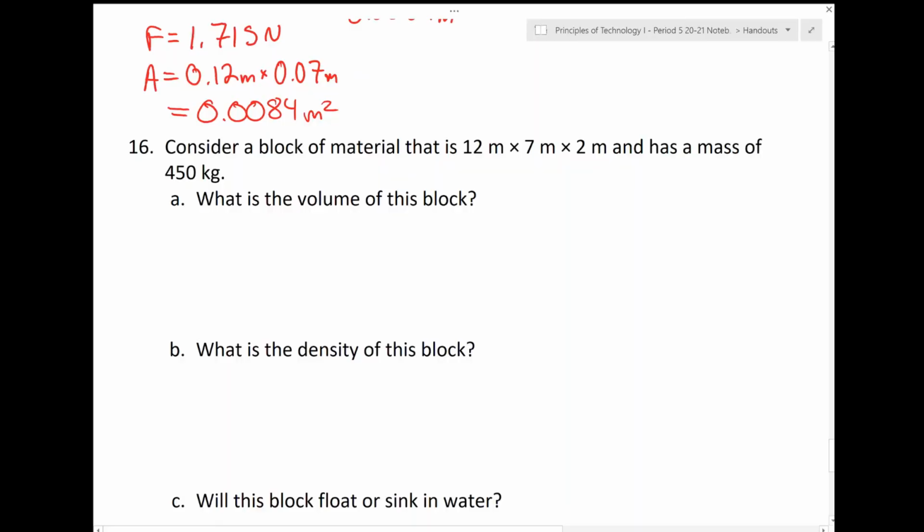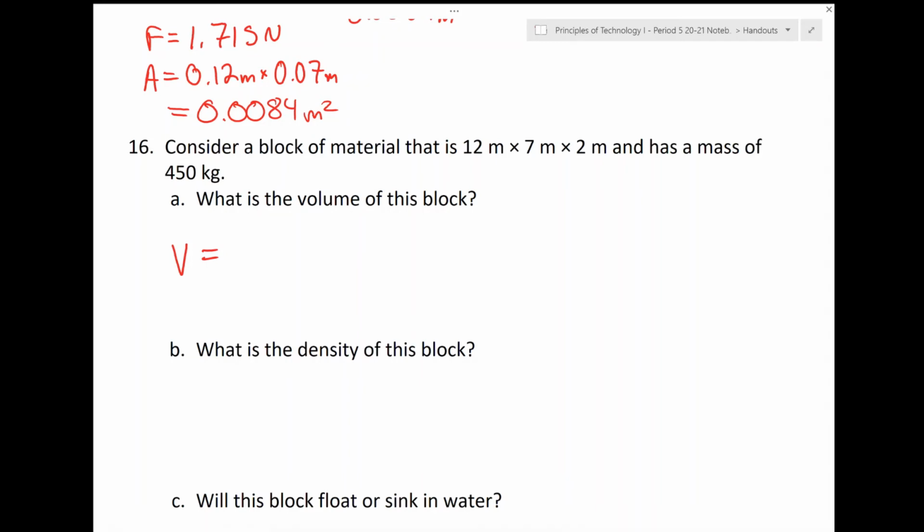And now problem number 16. Consider a block of material that is 12 meters by 7 meters by 2 meters and has a mass of 450 kilograms. What is the volume of this block? So right away we can see that this is a very similar problem as the previous one, except our units are different. Here we're given kilograms and meters as opposed to grams and centimeters up above.